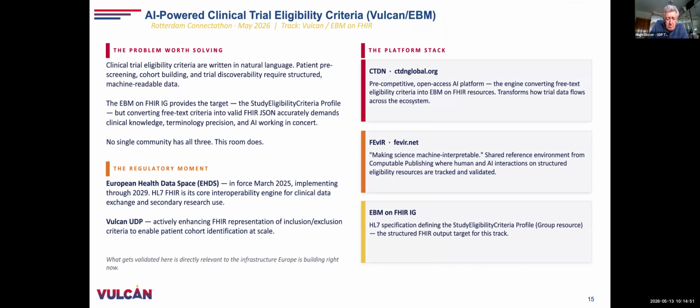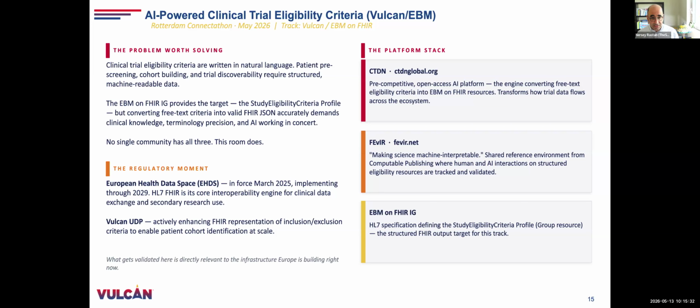So yeah, in our case, this is part of a Vulcan EBM related track. So the problem we're trying to solve is that because the eligibility criteria is written as a text block, can we structure it using AI? And we're using the work done by UDP and EBM on structuring the profiles according to the work that's already been done. This is an important topic because not only is it important for Europe, but also it's actually using the work that Hugh and others have been doing in Vulcan UDP.